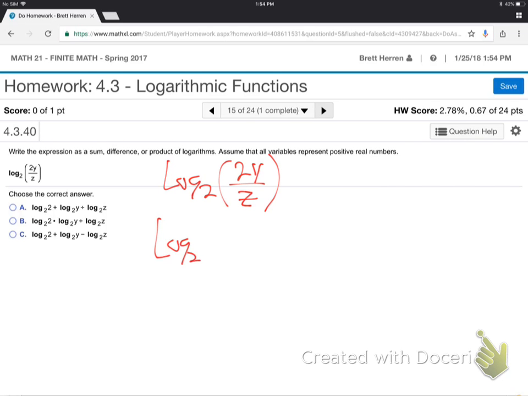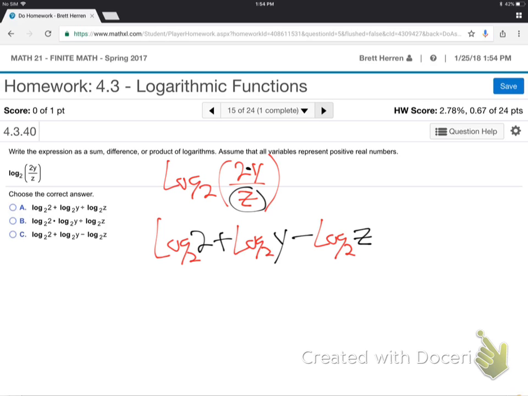So the log base 2, that's not going anywhere, huh? They're going to all have the base 2 there. And then anything in the numerator, like a 2 times y, those will be added, won't they? And the z in the denominator will be subtracted, because dividing is subtraction, multiplying is adding. And there we go, whichever one that is.